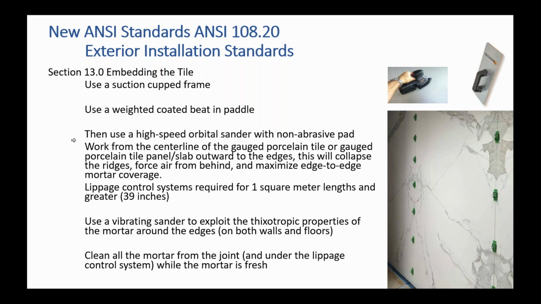Then use a high-speed orbital sander, at least around the outside edge. Work from the center line of the gauge porcelain tile to the edge, line by line, all the way out. This will collapse the ridges, force the air out from behind, and maximize edge-to-edge mortar coverage. Lippage control devices, as you see here, the MLTs in this case, are required for anything larger than 1 meter by 1 meter. The use of a vibrating sander to exploit thixotropic properties of the mortar.